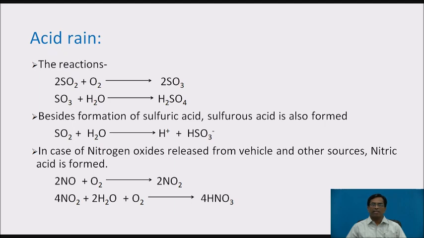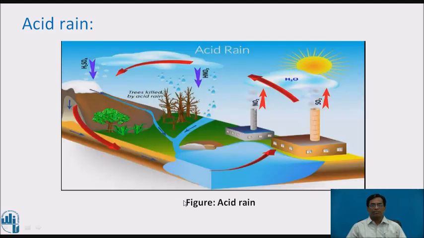These are the reactions that explain how the acids are formed. Sulfur dioxide combines with oxygen to form sulfur trioxide. This sulfur trioxide combines with water and forms sulfuric acid. Besides sulfuric acid, sulfurous acid is also formed. In the case of nitrogen, nitrogen monoxide reacts with oxygen to form NO2, that is nitrogen dioxide, which combines with water in presence of oxygen to form nitric acid. This is a picture which explains acid rain, how it forms and what the effects of this acid rain are.